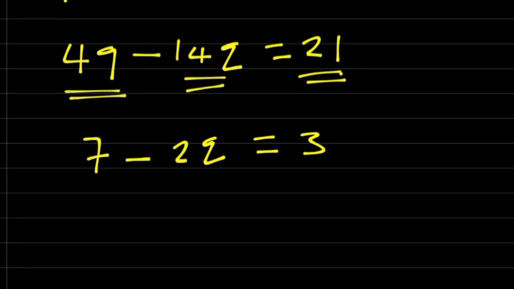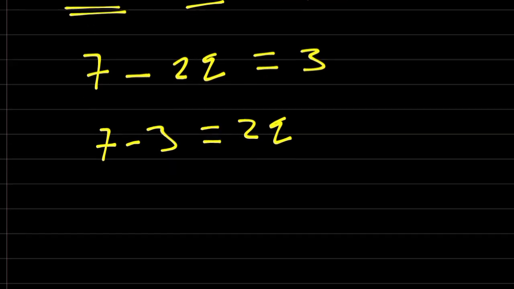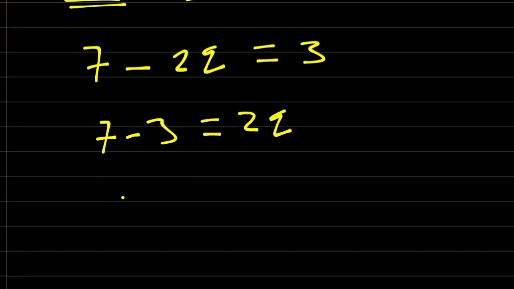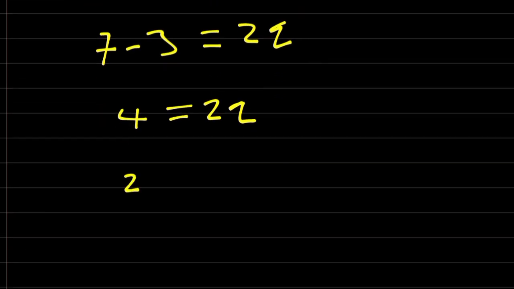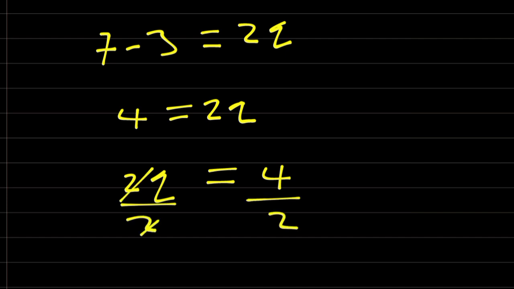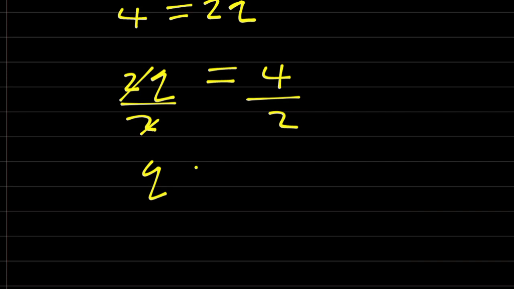So take 2Q to the other side and bring 3 to this side. Therefore, we are going to have 7 minus 3 is equal to 2Q. 7 minus 3 is 4, is equal to 2Q. It means that 2Q is equal to 4. Divide both sides by 2. Therefore, Q is equal to 2.